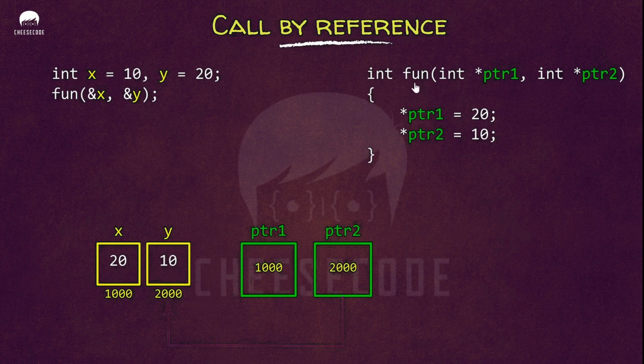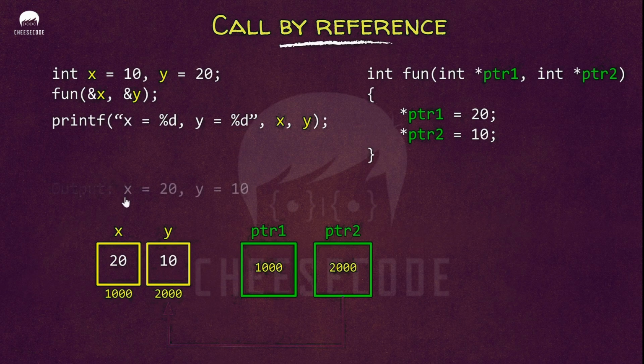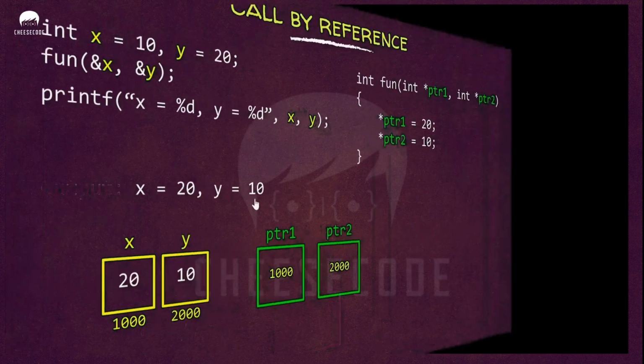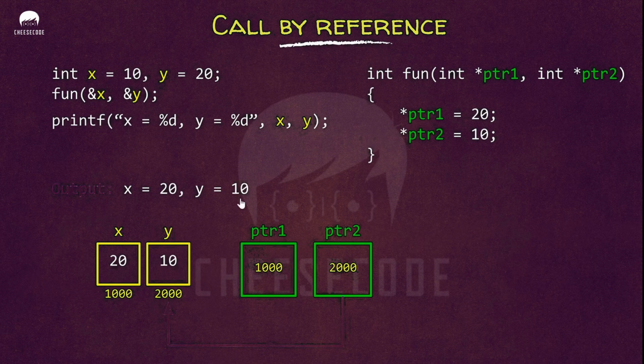As this function finishes, we come back to the calling procedure, and after that we simply print the content of x and y. In this case the value of x will get changed to 20 and the value of y will get changed to 10. Therefore the output is x equals 20 and y equals 10. So this is the major difference between call by value and call by reference.